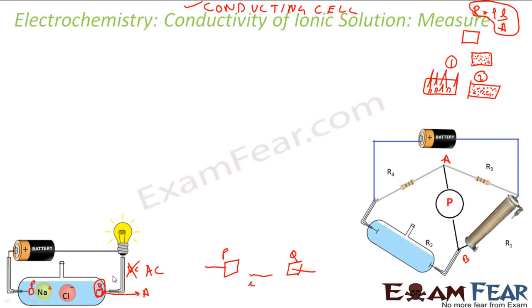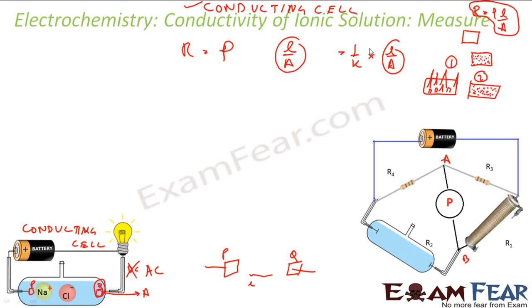So if you notice, for a given conducting cell, this is a conducting cell, let me write here also. For a given conducting cell, these values are constant, because if it is designed in this fashion, the area of this platinum electrode will be the same and the distance between the two platinum electrodes will be the same, right? So this L by A will be constant for a given cell, right? And I know resistance is nothing but rho L by A, or 1 by K times L by A. And this is constant, right?